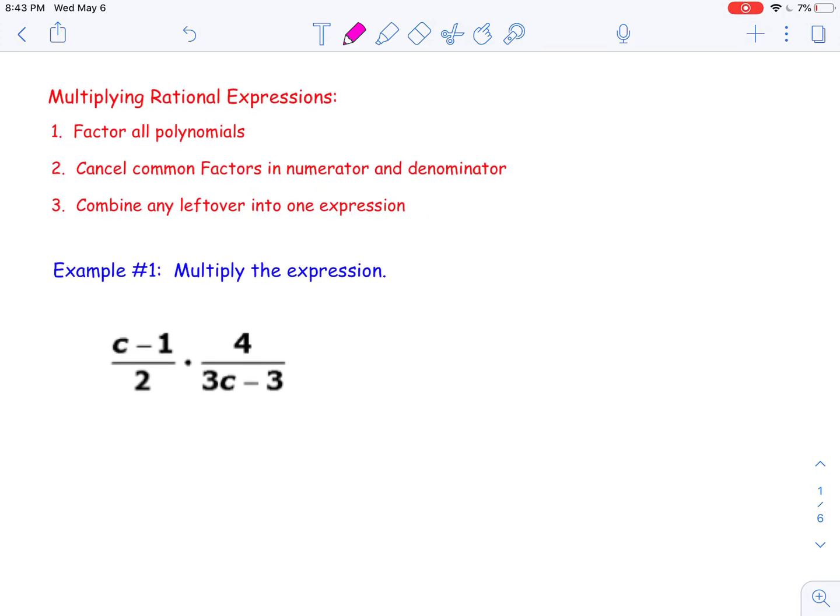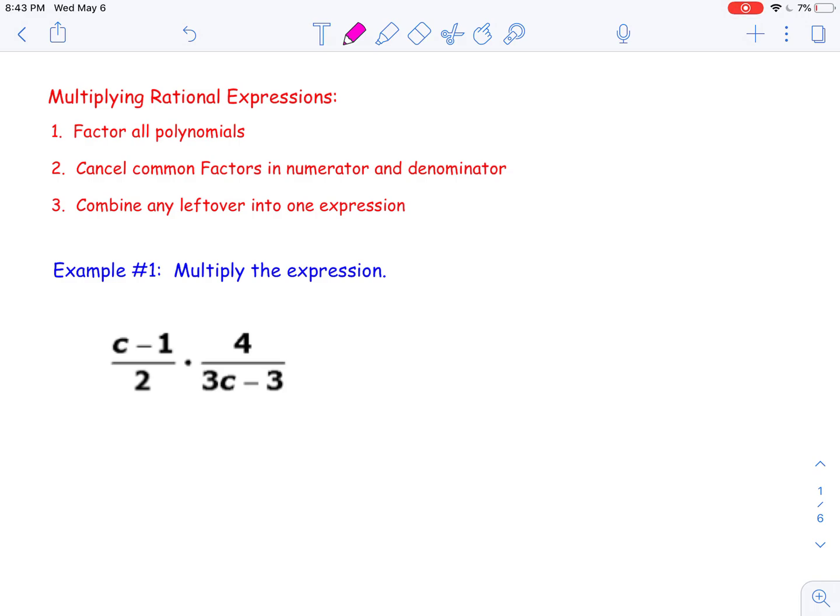So here are steps to multiply rational expressions. First, we're going to factor all of our polynomials. So factor, factor, factor. Anything that can factor, you factor. Then you cancel out common factors in the numerator and denominator. So you have to cancel top to bottom. You can't go across. You can go diagonal, but it has to be on different levels. And then you combine any leftover into one expression.